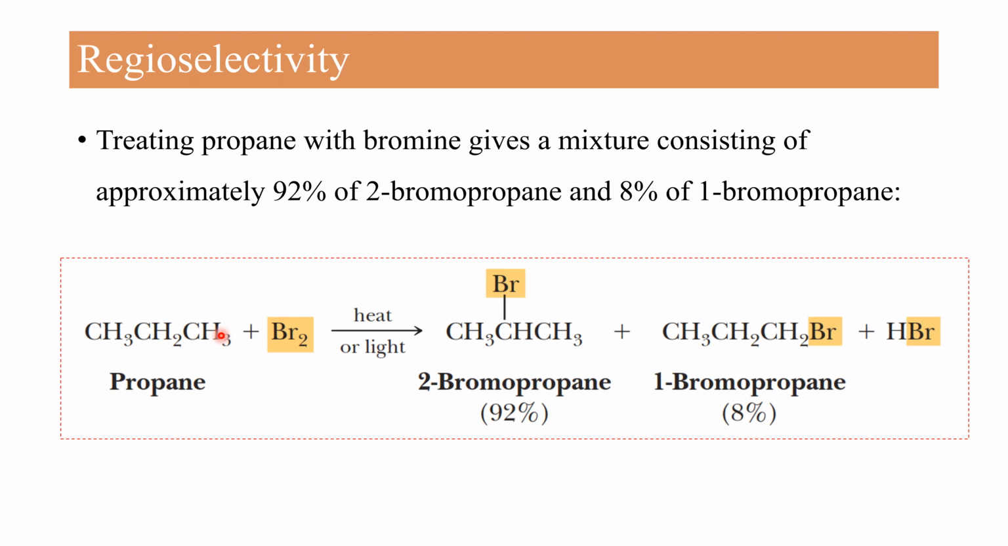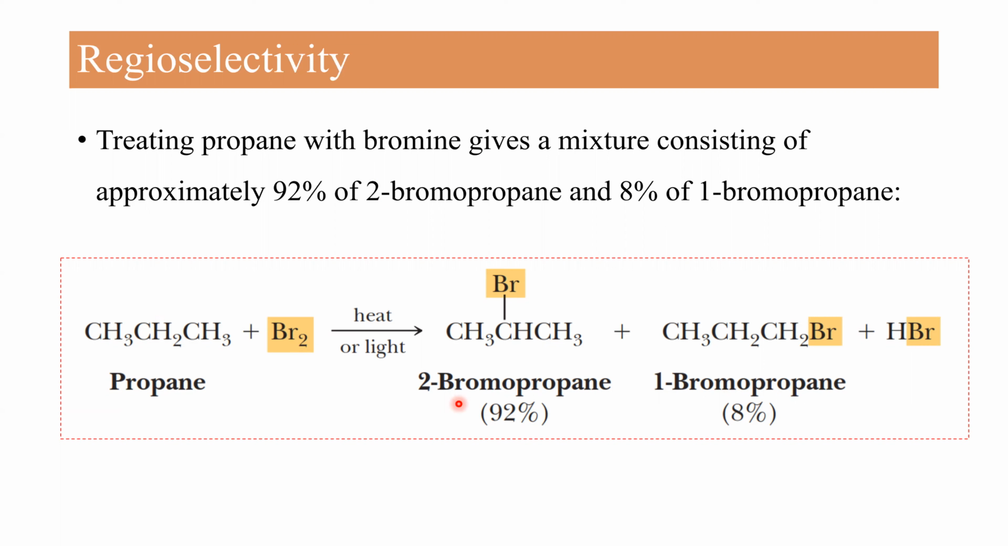This is not the chiral one. So if you replace any of the hydrogens from this methyl, you will get the product 1-bromopropane. While if you replace either of the two hydrogens attached to the central carbon, that will result in 2-bromopropane.